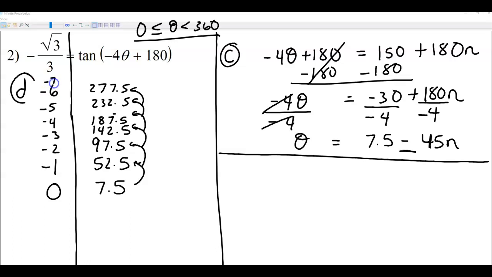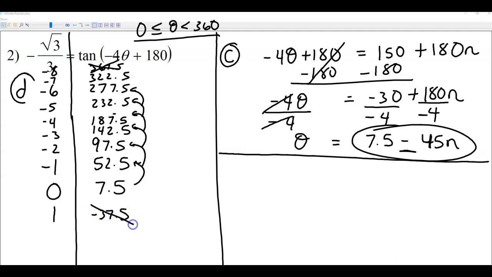If we were to plug in -7, we would get 322.5. And I don't think we're going to be able to fit any more on there. Yeah, the next one goes over. So -8, if I were to plug in a -8, I get 367.5, but that's past 360, so we get rid of it. Now, I don't think we're going to be able to go in the positive direction. If you were to plug 1 in to our formula over here, you're going to end up with a negative. 7.5 minus 45 would be -37.5, and that's no good.